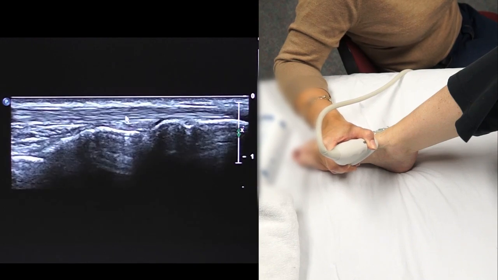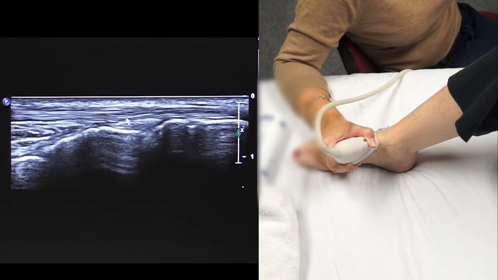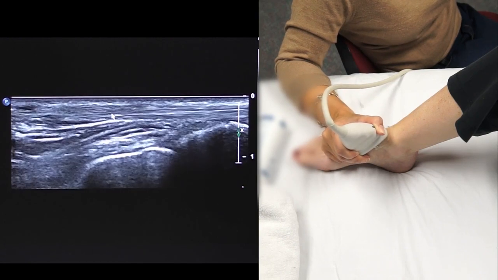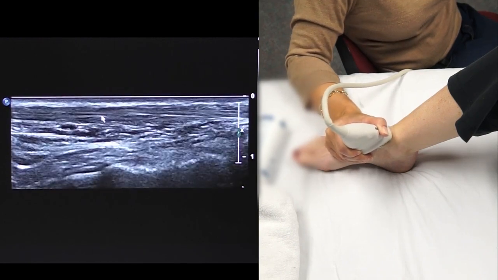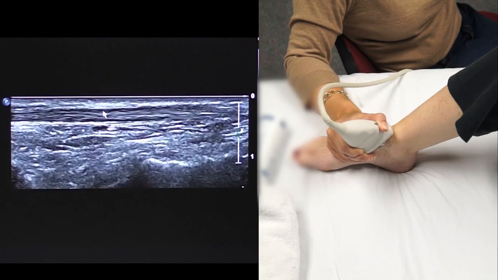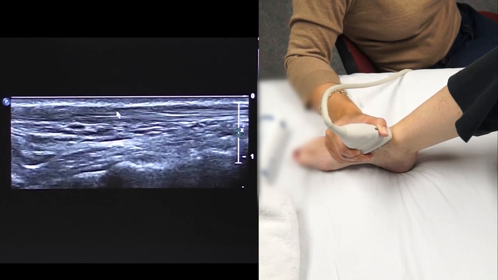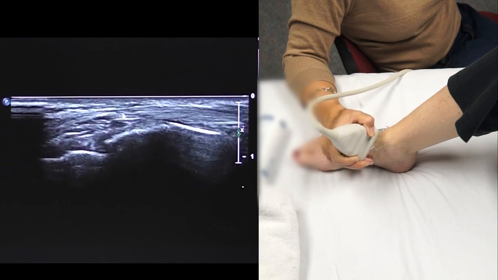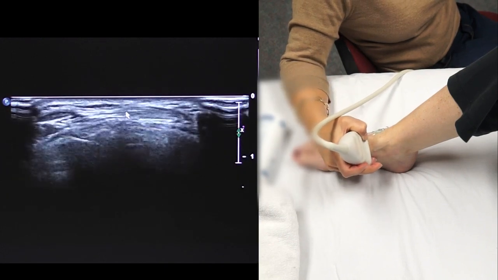Notice again the fibrillar structure with these fine parallel echogenic lines. See that the tendon is uniform in thickness throughout. There's no loss of architecture or abnormal echogenicity throughout that tendon. Back to the transverse plane.